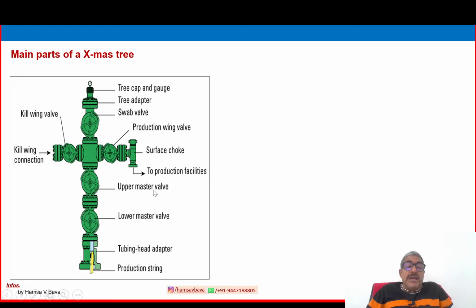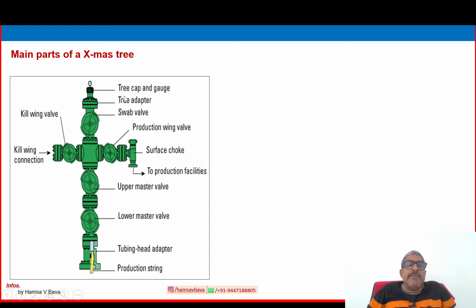On the Christmas tree, various fittings and valves are there. Generally speaking, starting from the bottom: production casing, tubing head adapter. This is important. Lower master valve and upper master valve are part of the Christmas tree, and are important valves. Then another one is the production wing valve. Another one is the swab valve. Another one is the wing kill valve. So two wing valves are there: one is the production wing valve, one is the kill valve, and this one is the swab valve.